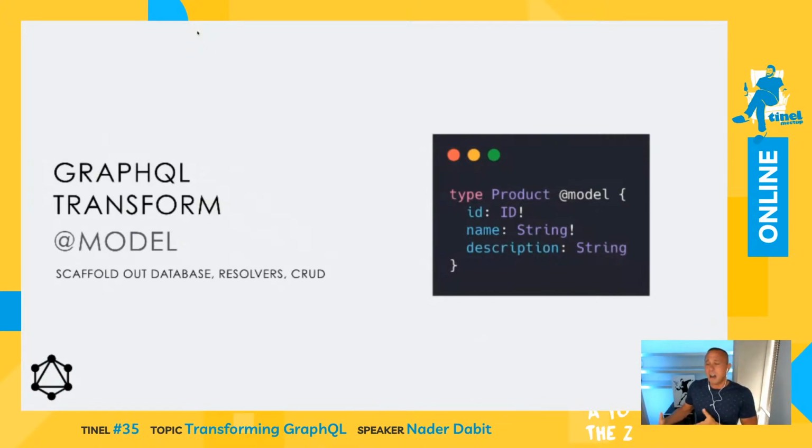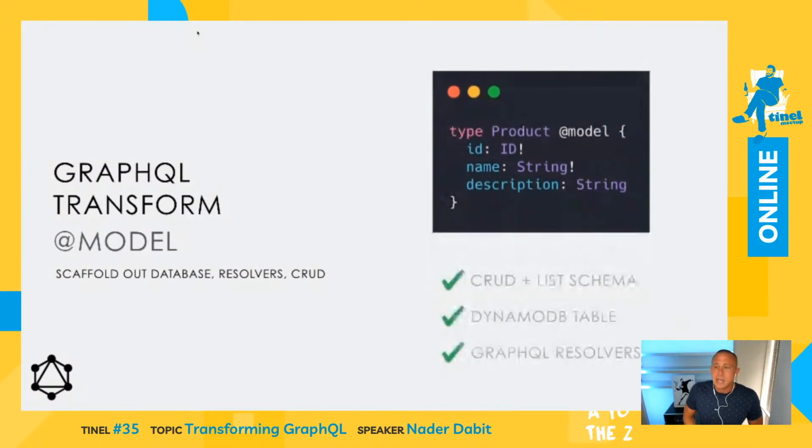So just these 4 or 5 lines of code here are going to give us a product type. It's going to give us create, read, update, delete, and list products. It's going to give us subscriptions for on create, on update, and on delete. It's also going to create a product table and all of the resolvers for all those operations. And what you would probably then do is add additional directives for additional functionality, or if you have your own business logic, you might go into those resolvers and modify them from there. So that's what you get: the CRUD plus list schema, the DynamoDB table, and the resolvers.